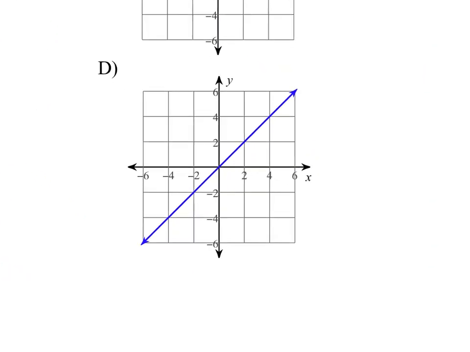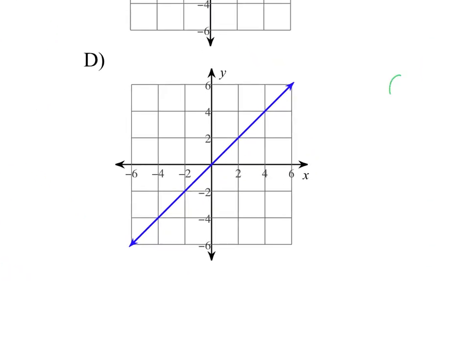but let me double check and make sure it's got the right y-intercept. Remember, we need a y-intercept of 0. And sure enough, it's hitting the graph right there in the middle, which means that it hits the y-axis at 0. So D is the correct answer for number 2.